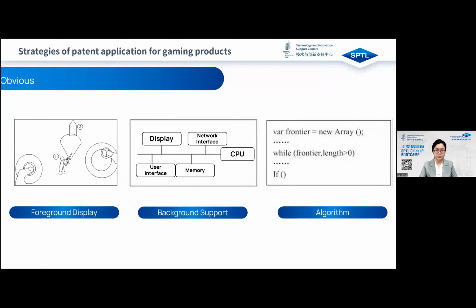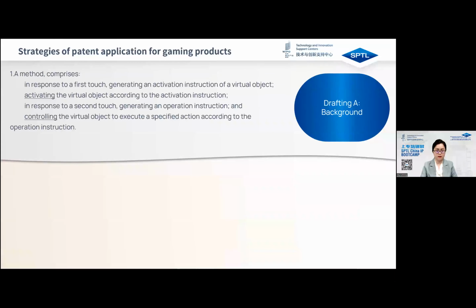The rightmost picture describes the algorithm code implementation of the game product. As we mentioned before, the program code can be protected by software copyright. So below, we mainly discuss the front end and the back end points. The drafting method A is drafted based on the background process.